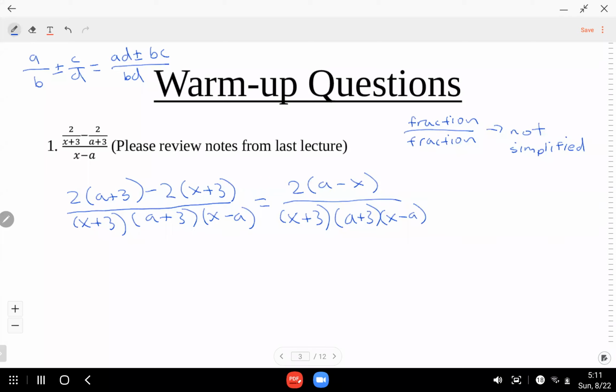And you see here, x minus a and a minus x, that's basically negative 1 times a minus x. What is that? That is x minus a, right? So what you can do is cancel these out and multiply a negative 1 on the top. So that's how you get your solution, negative 2 over x plus 3 times a plus 3.